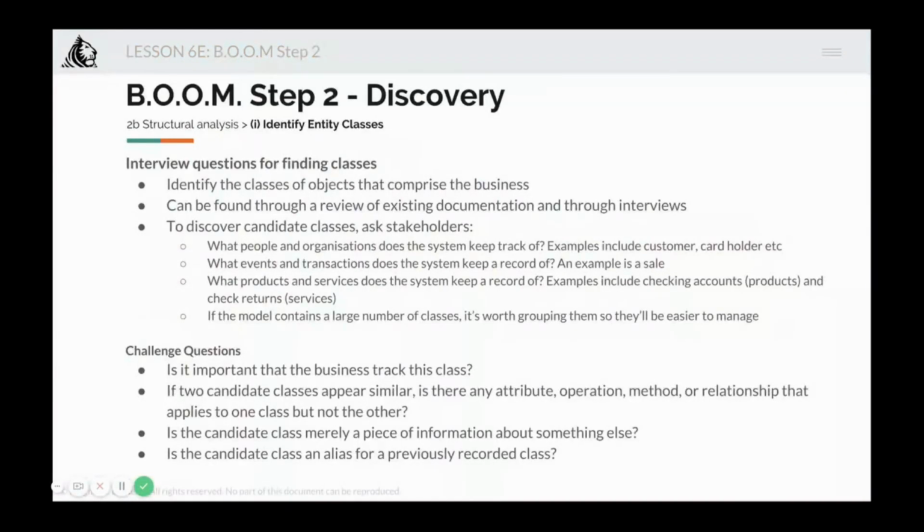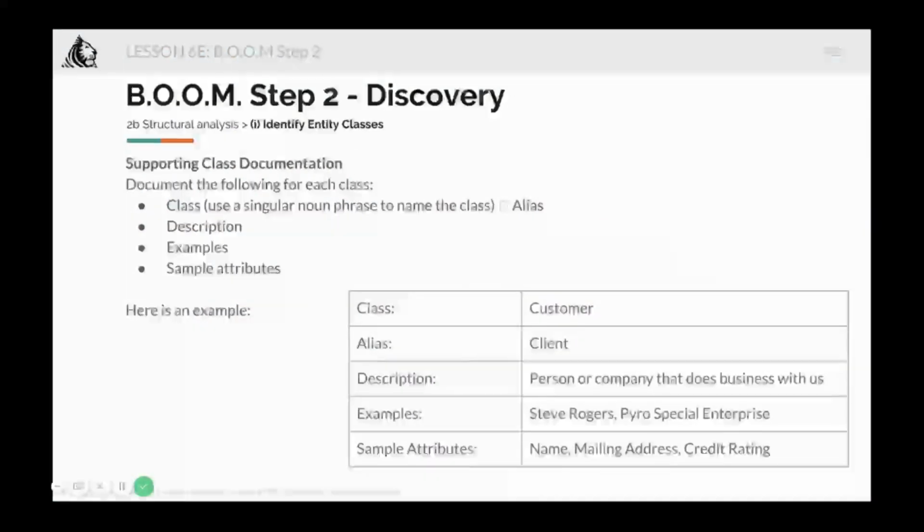For example, you can ask them, could you provide a brief description of the class? Could you provide a couple of examples of the class? Could you tell me a few pieces of information, that is attributes, that you would track about each example, that is object? How do you support the class documentation? I suggest that you document the following for each class: use a class name, a description, examples, sample attributes, and also an alias.